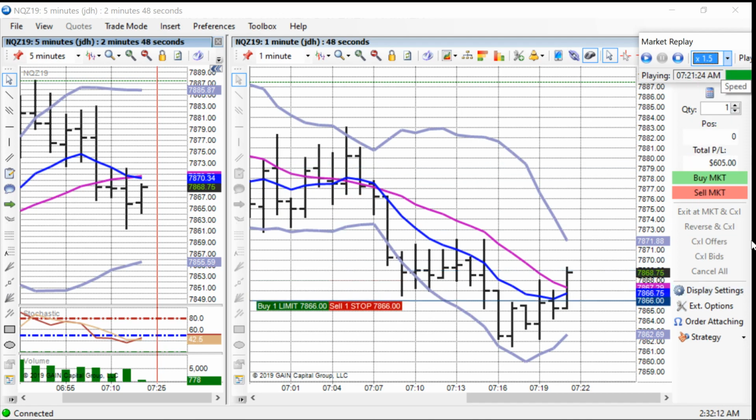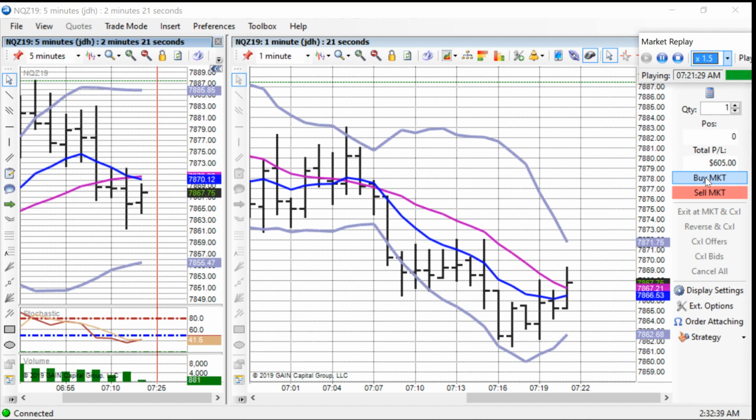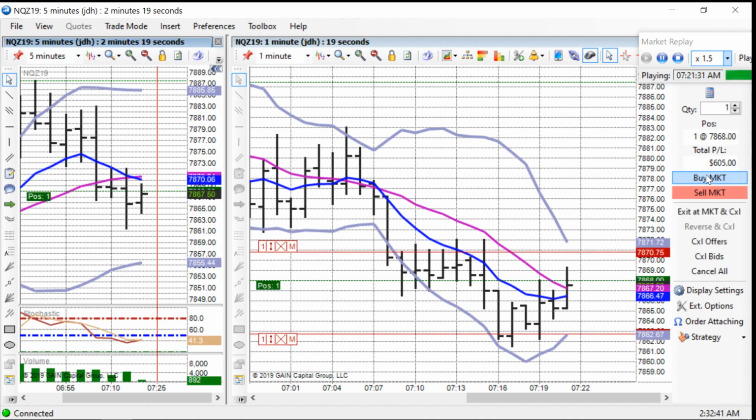If I'm feeling aggressive, I've already made $600. That's a higher odds trade right there because I'm going against what the 5-minute chart's showing me. But I may feel like it's a worthwhile risk, given the profit I've already made. So let's see if it comes back to the entry point here.